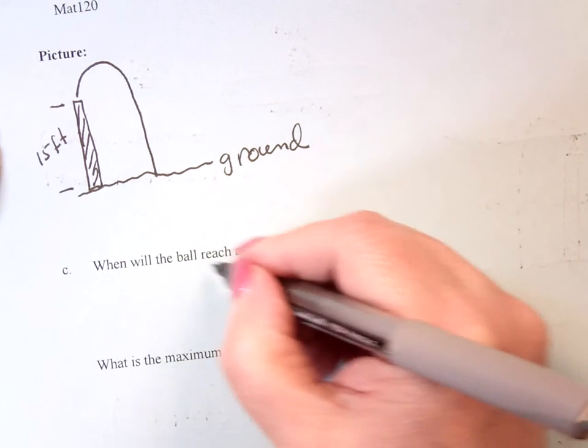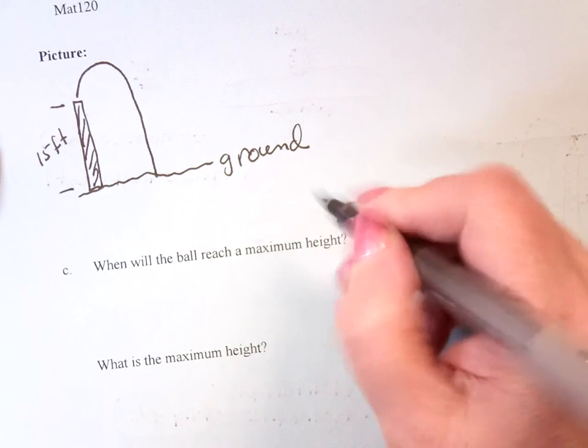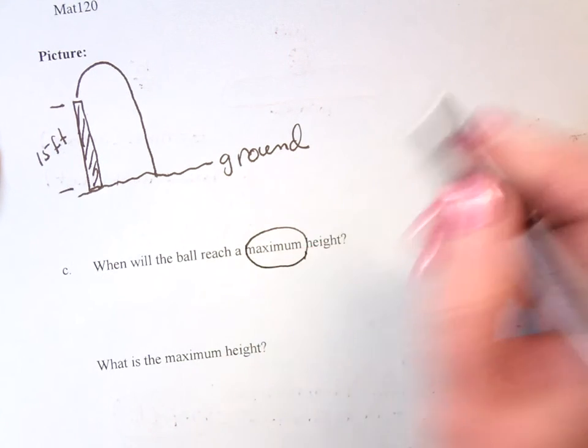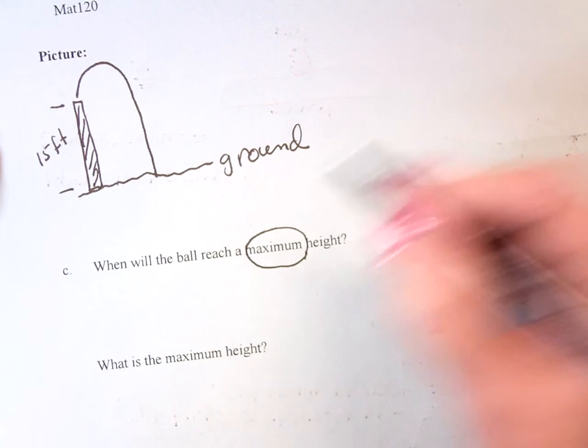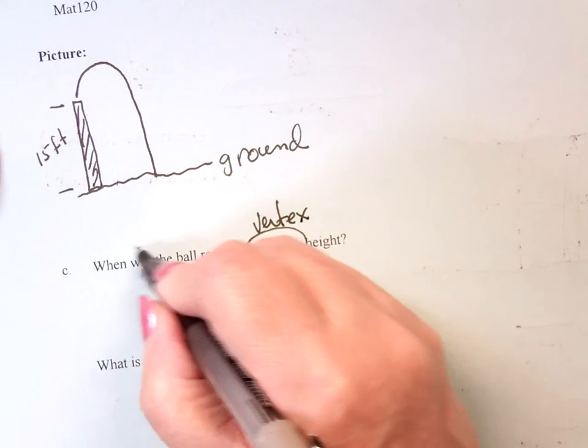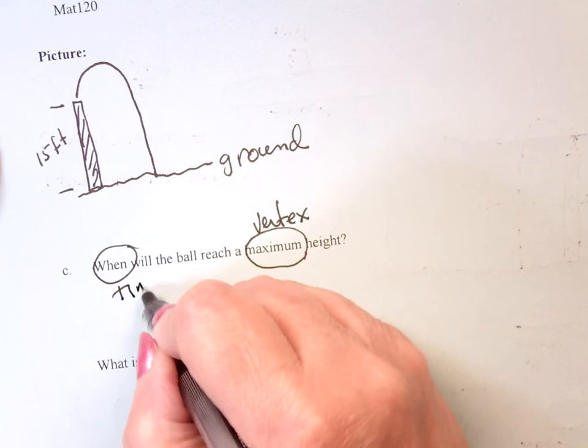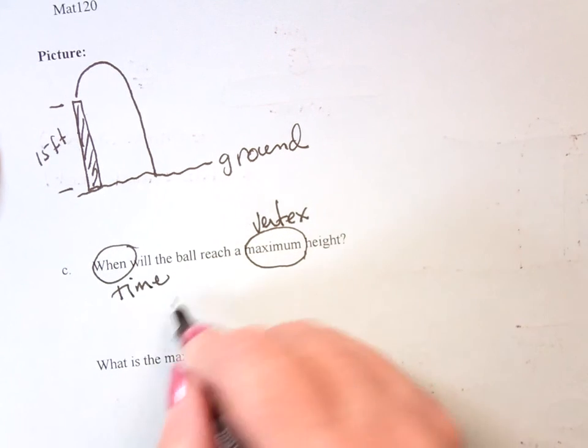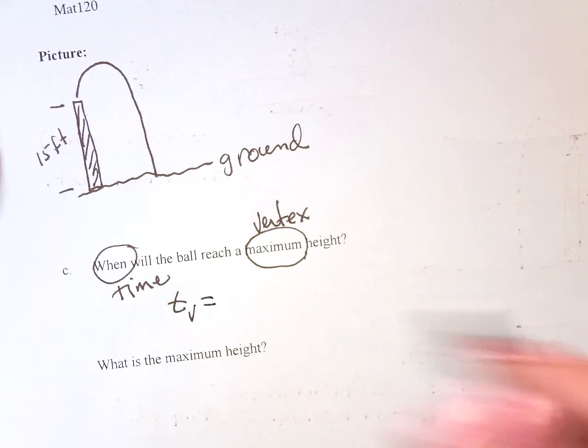And it says, when will the ball reach a maximum height? We know the word maximum means what? Vertex. And when is time? So this is the t-coordinate of the vertex.